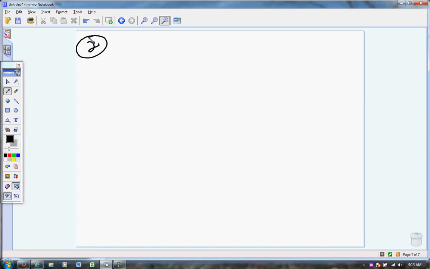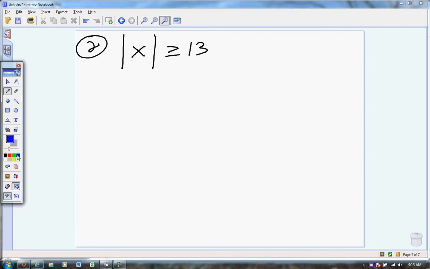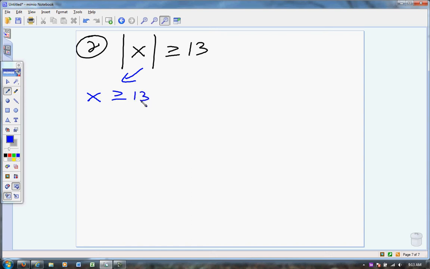How about the absolute value of x is greater than or equal to 13? The reason I threw this problem up there is because the inequality is in a different direction. So I want you to see it kind of changes things a little bit with my final answer. We're still going to set it up both ways, like I told you. X is greater than or equal to 13, and x is less than or equal to -13. It's already solved, but your graph is going to look a little bit different.